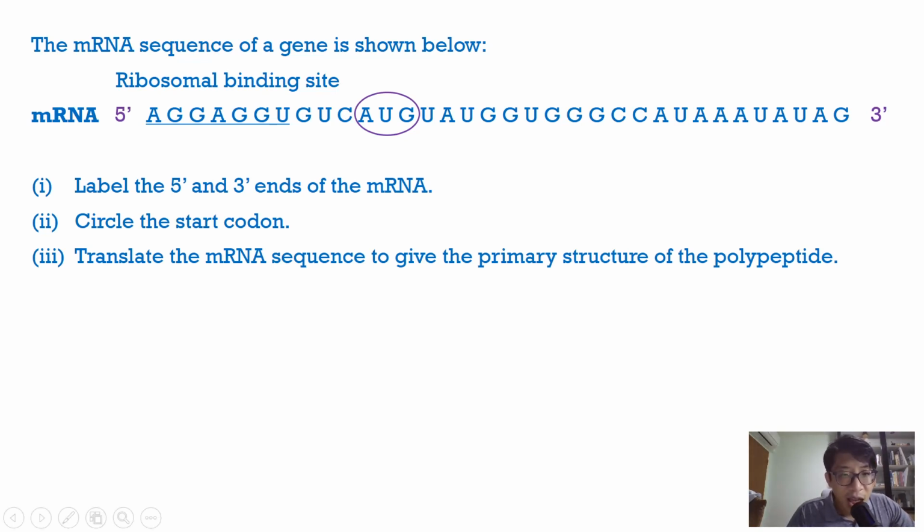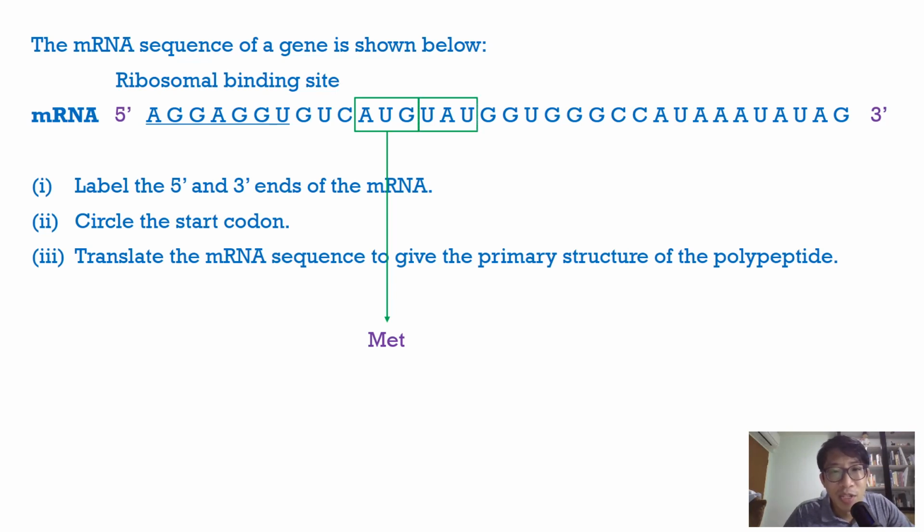And then, to translate this mRNA according to the codon table, as covered in genetic code, the AUG would be translated to methionine if it is a eukaryote. If it's a prokaryote, it's formylmethionine. The first one is modified. Okay, after that, the next codon, non-overlapping.